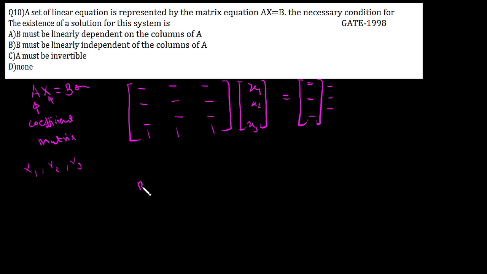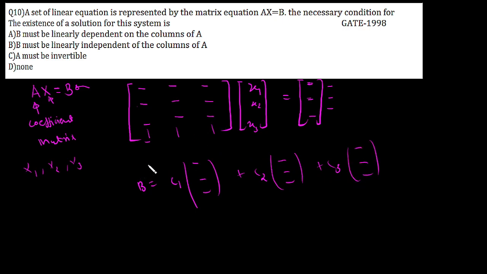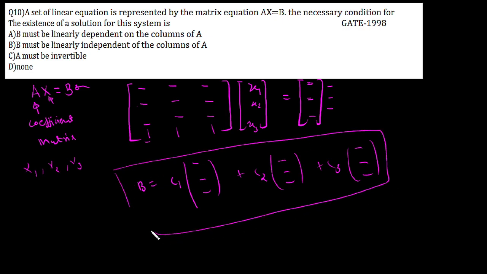So I can write here b equals some constant c1 times the first column of this coefficient matrix, plus another constant c2 times the second column of this coefficient matrix, plus c3 times the third column. If this holds, then we have a solution for this system of equations, otherwise the system is inconsistent. So the necessary statement for the existence of a solution is that b must be linearly dependent on the columns of A. So option A is the correct statement.